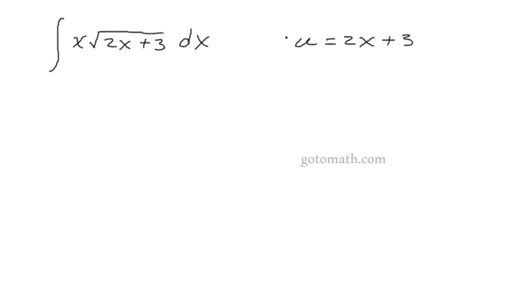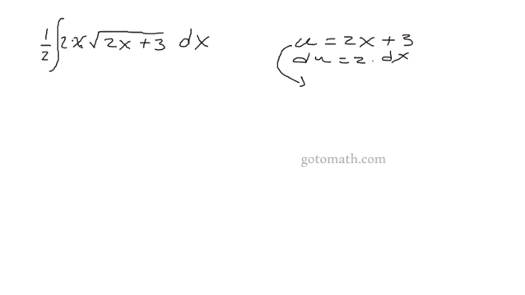Now let's go ahead and take the derivatives. We have du is equal to 2 dx. Now I'm going to do something here. There we have a 2 dx, but we don't have a 2 in here. We've got a dx. We're going to end up writing a 2 in here, but we have to remember to put a half outside.